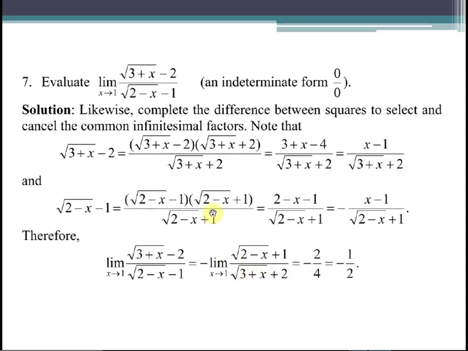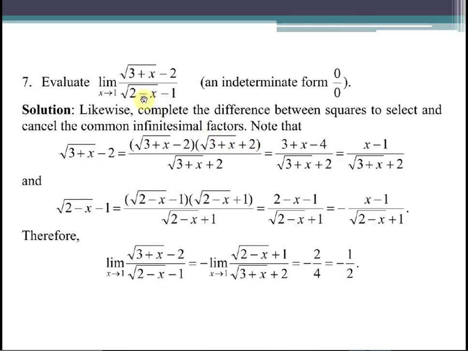Number 7, evaluate the following limit. So here we have again the indeterminate form 0 over 0. And now, similarly to the previous example, we need to complete the difference between squares, and cancel the common infinitesimal factors. Here again we need to multiply numerator and denominator by this one, plus square root of 3 plus x plus 2.